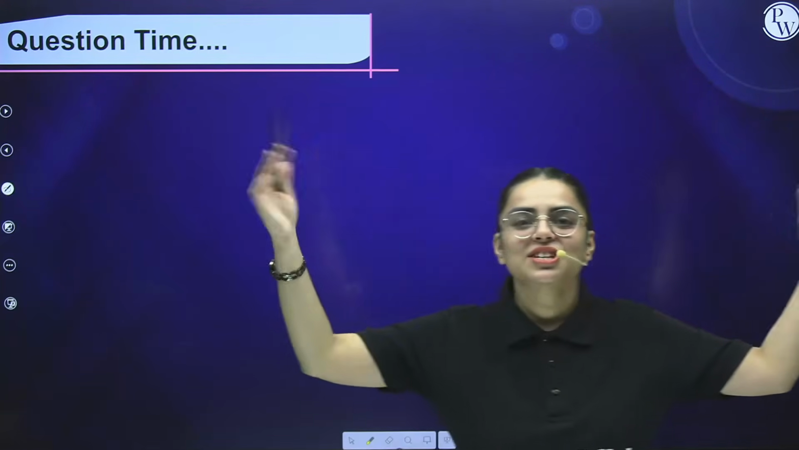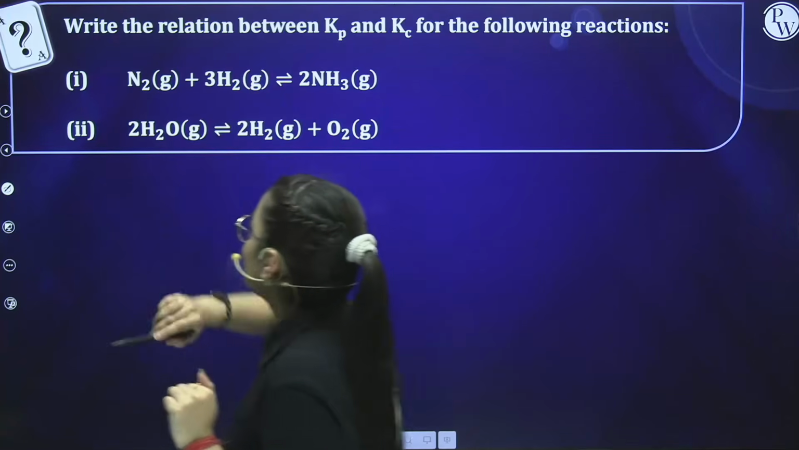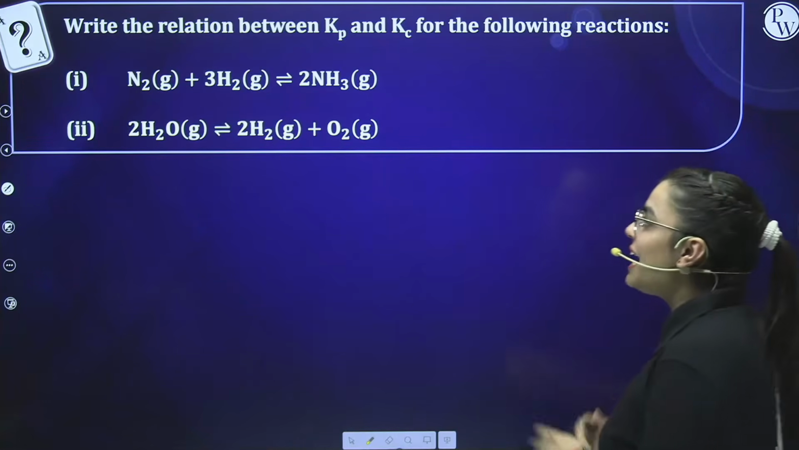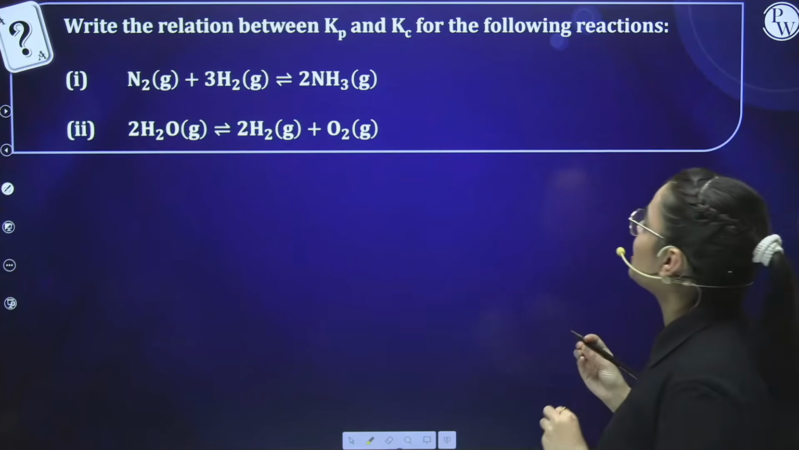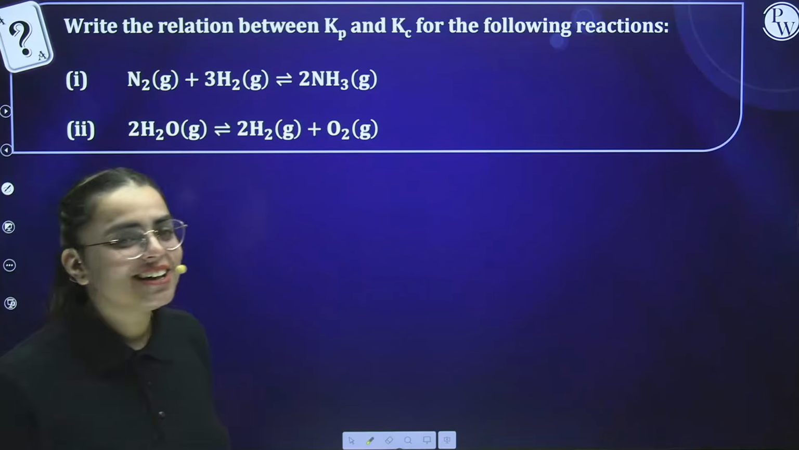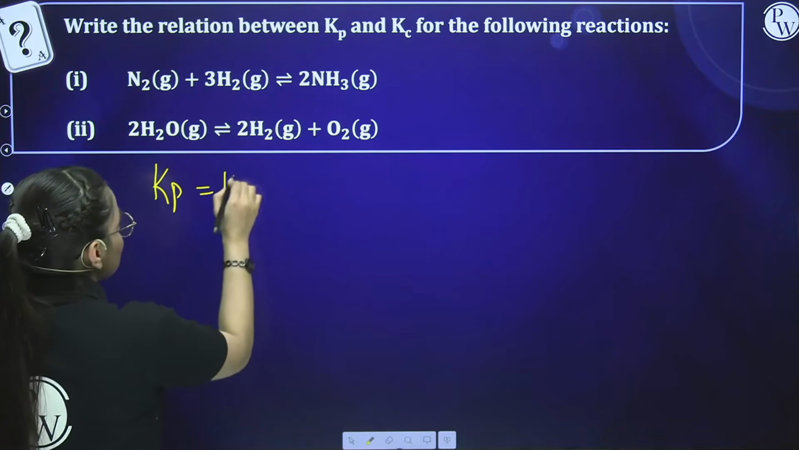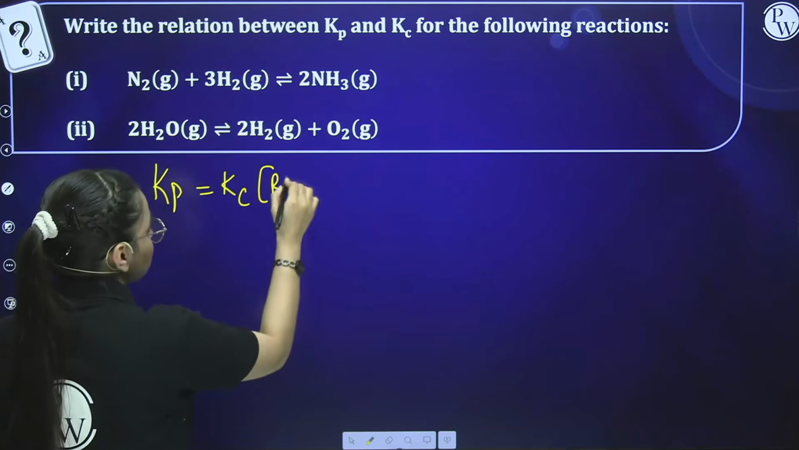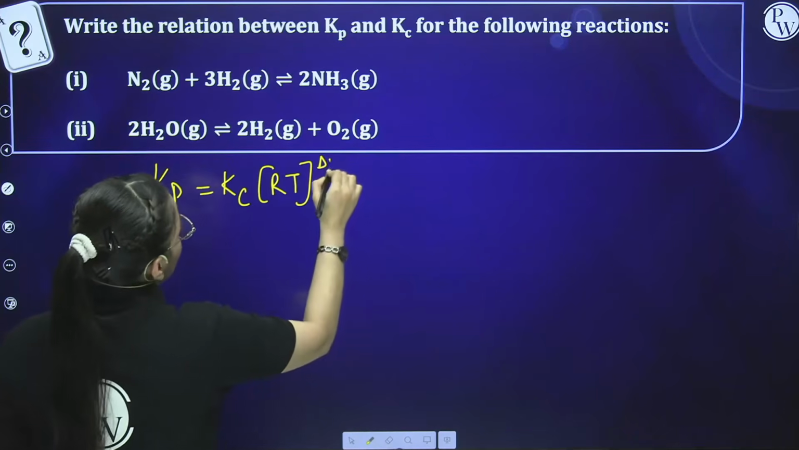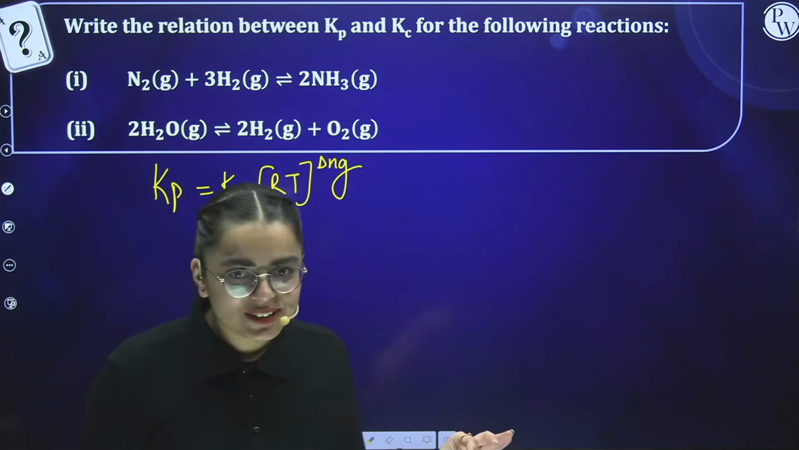Now comes the question time. We have covered our chapter chemical equilibrium. The very first question is, write the relationship between Kp and Kc for the following reactions. What was the formula? It was very simple. Kp is equal to Kc into RT to the power delta Ng. It is as it is. You just need to calculate delta Ng.